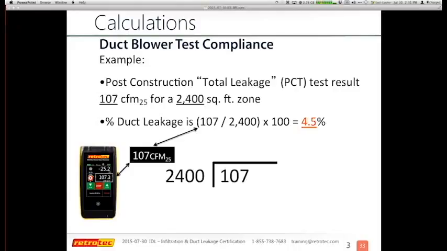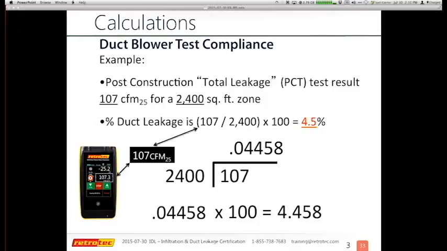So the 107 comes from the gauge, and that's what we're going to use in our calculation. Whenever you're doing this type of percentage, it always looks strange to do the math, and you should always end up with something that starts with 0 point something. So we're doing 107 divided by 2,400, which gives us 0.4458. Then we multiply it by 100 to give it back to our percentage or our number per 100 square feet. So we're at 4.458. That's a hard thing to say.